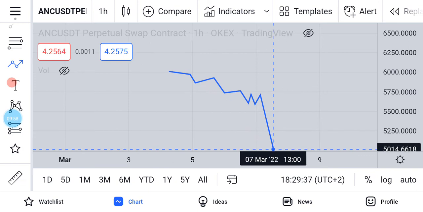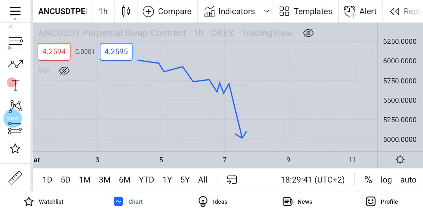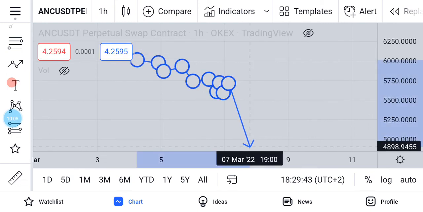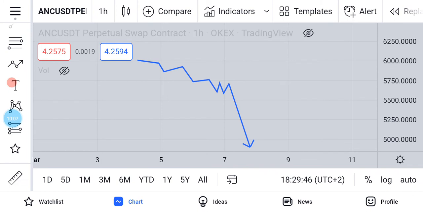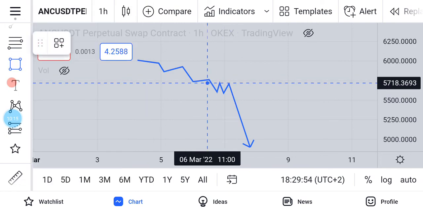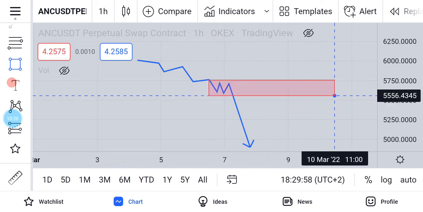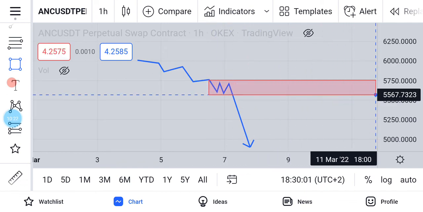As soon as you see that, you don't want to chase the market. You just say, okay, the market has already moved down. As for me, I don't want to chase the market. You just come back to the consolidation, where there was a short-term consolidation. You just want to draw your zone, and you extend it to the right.